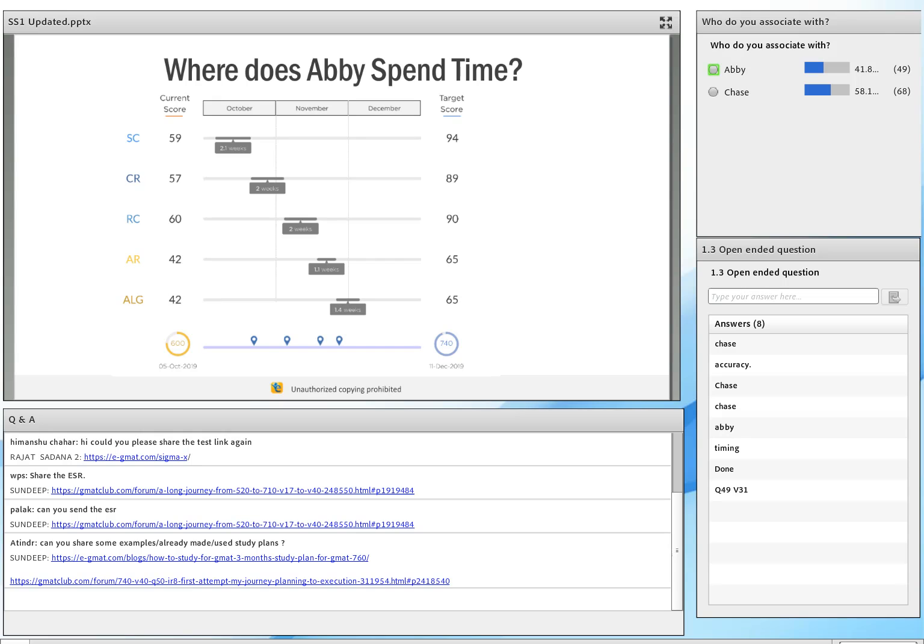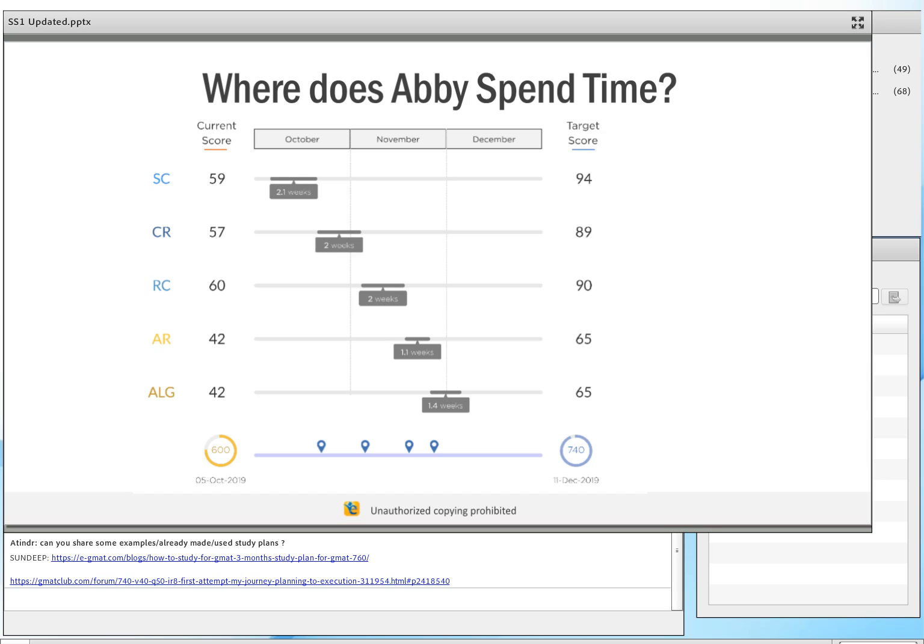Then it defines the amount of time you need to reach there. Now, one of the things is it takes into account the stages of learning to help you get there, and it assumes that you're going to be diligent while studying. So for Abby, let me just expand this, and this is again a screenshot from GMAT Planner itself. What this means is that for Abby, she needs to spend 2.1 weeks to go from 59th percentile in SC to 94th percentile in SC. And similarly in RC, she's going to need about 2 weeks to go from 60th percentile to 90th percentile.